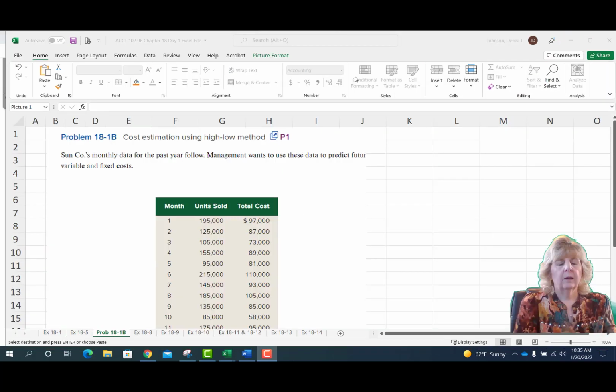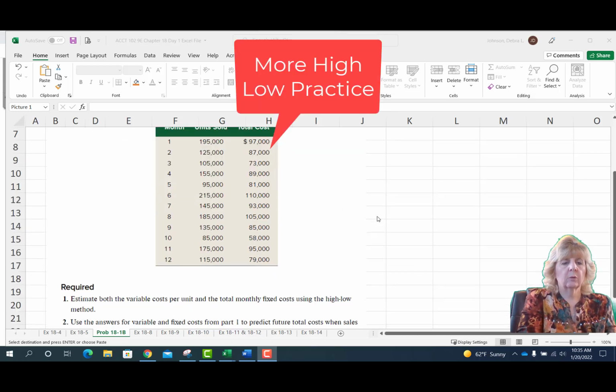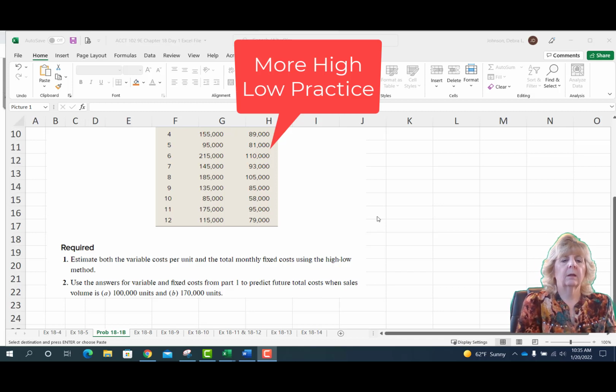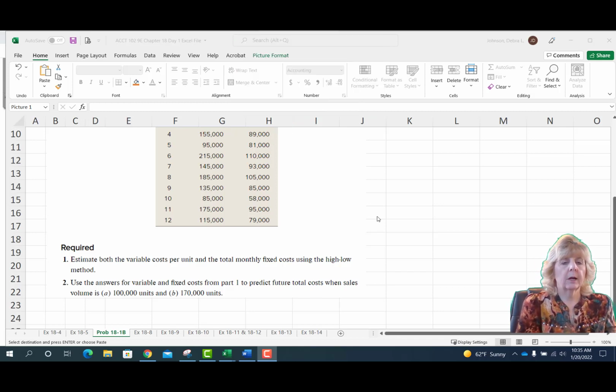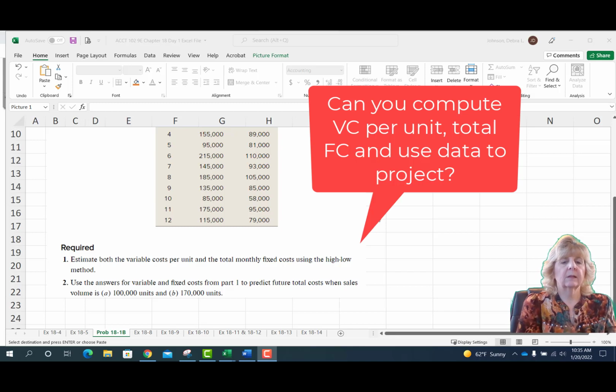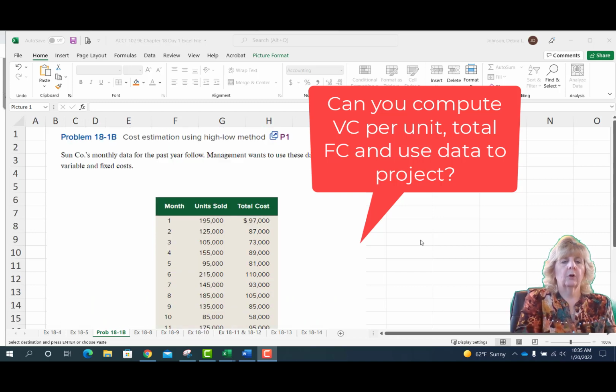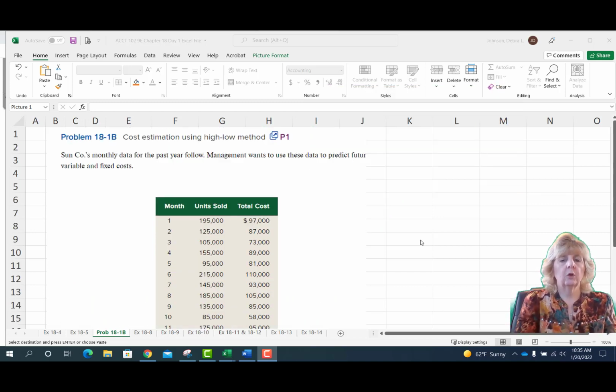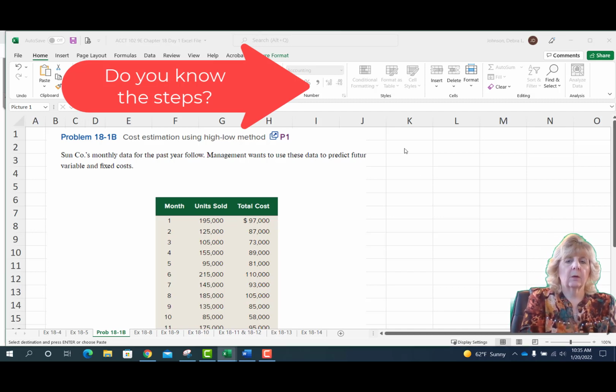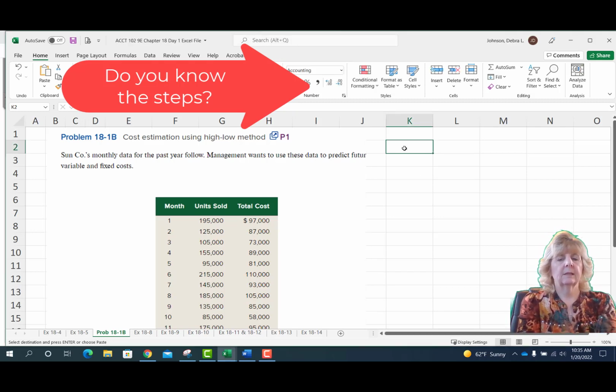Let's try another. I gave you another one for extra practice. In this problem, they give us 12 months' worth of data. And if we scroll to the bottom, they want us to do the same thing. They want us to estimate the variable cost per unit, as well as the monthly fixed cost using the high-low method. And then they asked us to do two projections on what the total cost would be based on the data that we acquire. So my question for you is, can you write down the steps? Think about it, pause the video, and let's see if you can correctly write down the steps involved.